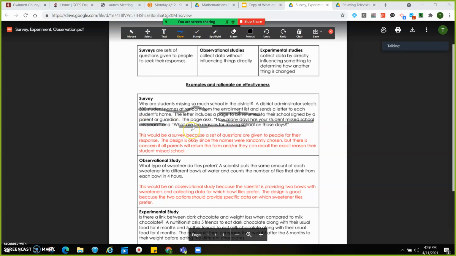So this would be a survey because it's a set of questions that are given to people for their response. The design is okay since the names were randomly chosen, but there is a concern if all parents will return the form or can recall the exact reason their student missed school. So this might have a little bit of bias, and we're going to talk about that later, but this would definitely be a survey.